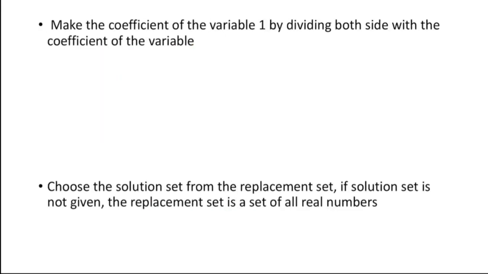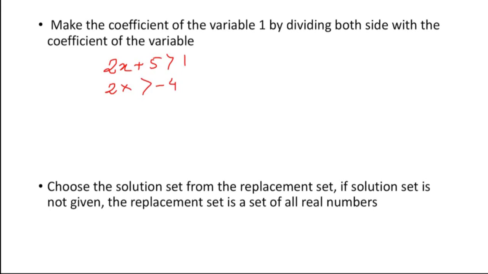The third rule is to make the coefficient of the variable 1 by dividing both sides by the coefficient of the variable. Let's say we have 2x plus 5 is greater than 1. We use the addition subtraction rule to get the like terms on one side. So here we'll subtract 5 on both sides of this inequation, or we add a negative 5 on both sides. Adding the negative 5 will make it 0, and on the other side adding a negative 5 would make it minus 4.